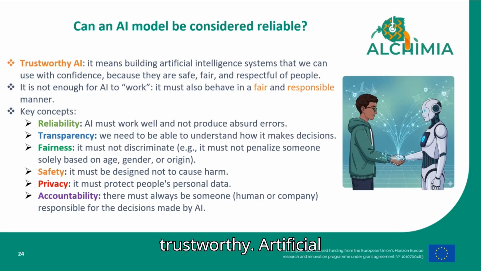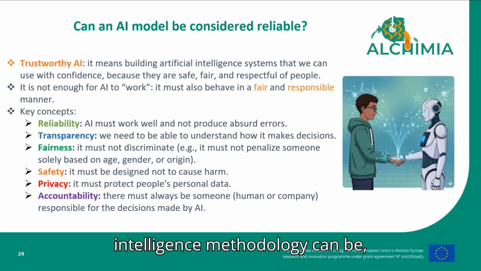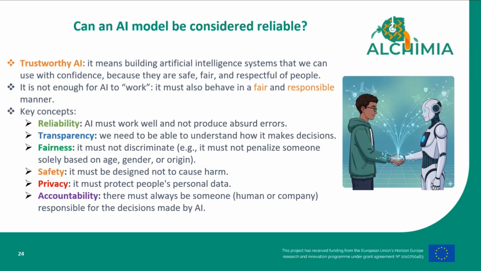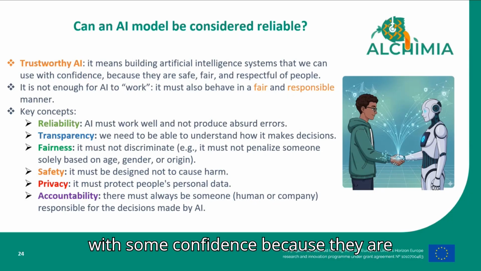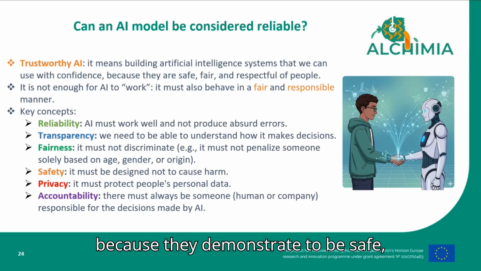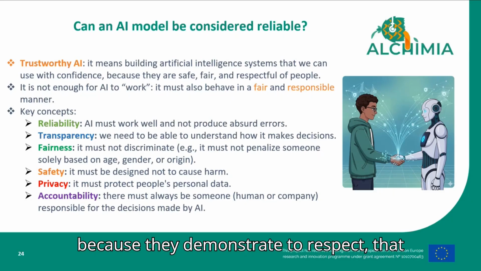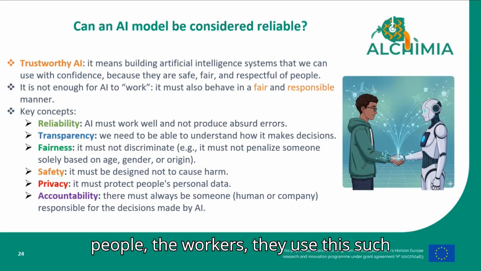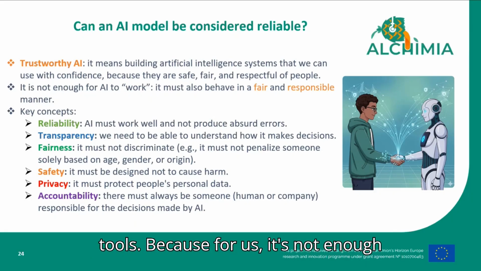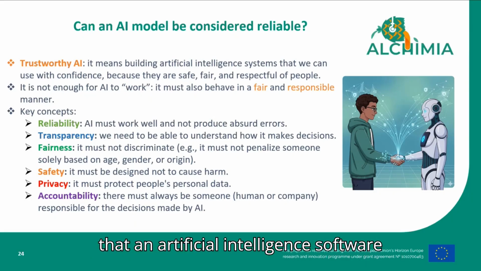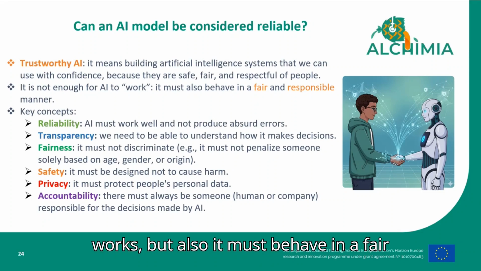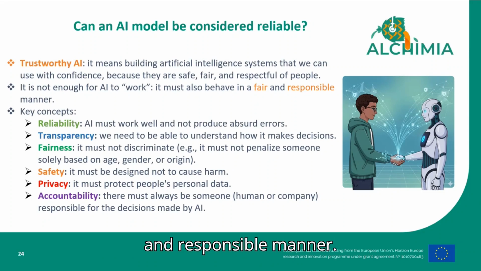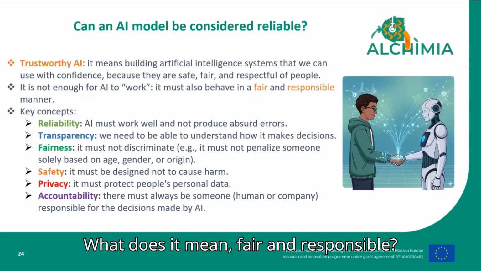Well, first point, trustworthy. Artificial intelligence methodologies must be used with confidence, because they demonstrate to be safe, and their answers demonstrate respect for the people, the workers, who use such tools. Because for us, it's not enough that an artificial intelligence software works, but it must also behave in a fair and responsible manner. What does fair and responsible mean?